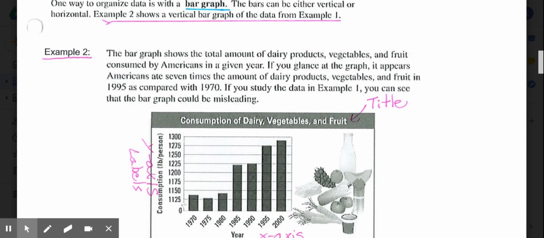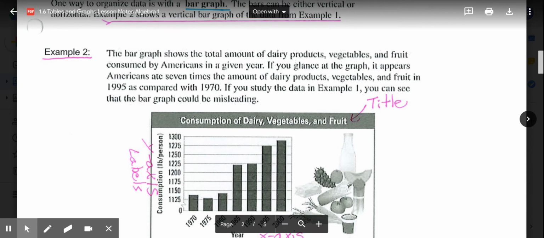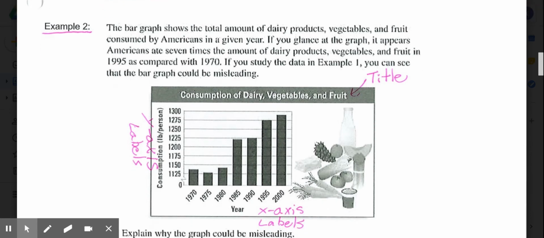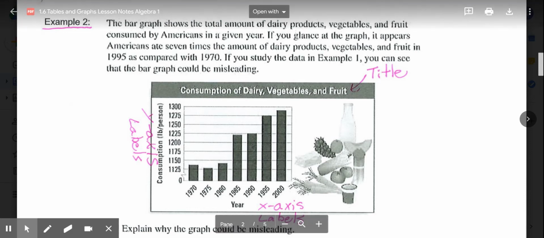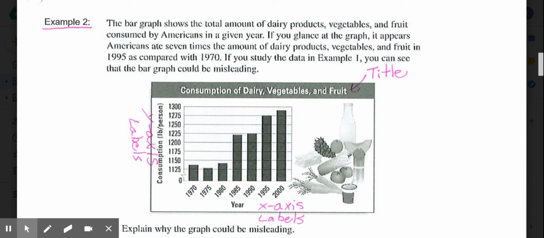It says, one other quick note on bar graphs, you always should have space in between the bars. Your bars should not be touching each other. So the bar graph shows the total amount of dairy products, vegetables, and fruit consumed by Americans in a given year. If we glance at this graph, it appears Americans ate 7 times the amount of dairy products, veggies, and fruits in 1995, right here, compared to 1970 right here, because roughly that bar looks about 7 times larger.